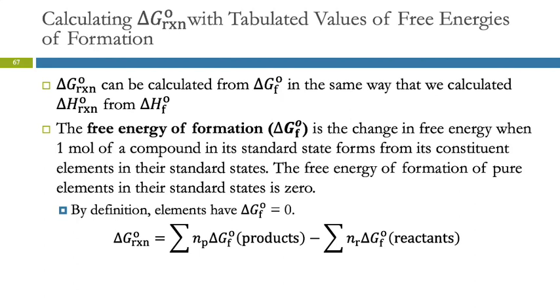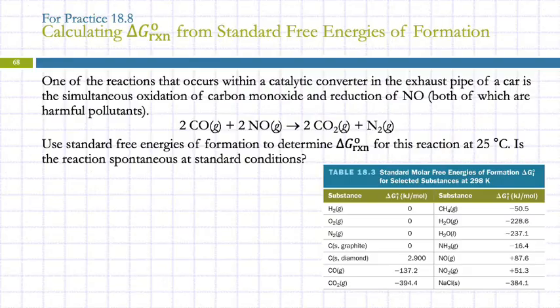So again, we're going to take the products, multiply by their coefficients, and subtract the reactants. See here, I was smart. I put the table in there. One of the reactions that occurs within a catalytic converter in the exhaust pipe of a car is the simultaneous oxidation of carbon monoxide and reduction of NO, both of which are harmful pollutants. Use standard free energies of formation to determine delta G for this reaction at 25 degrees C. Is the reaction spontaneous at standard conditions?